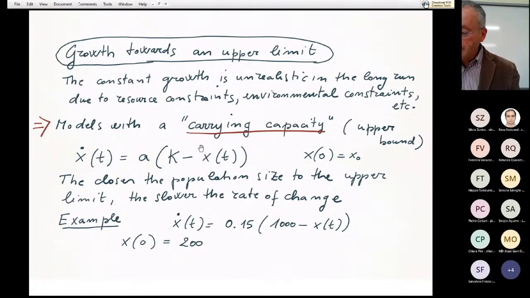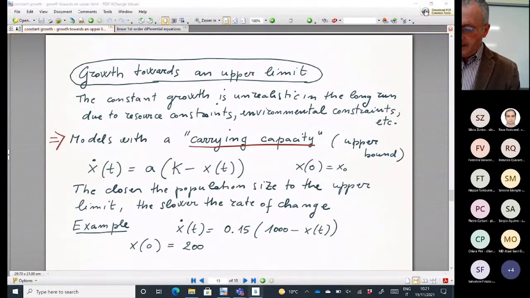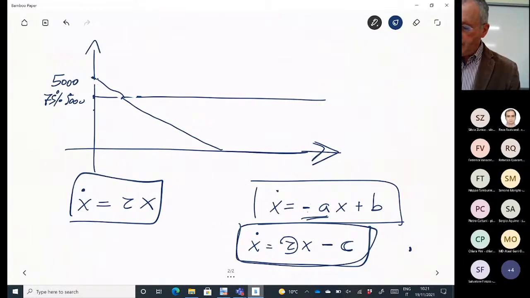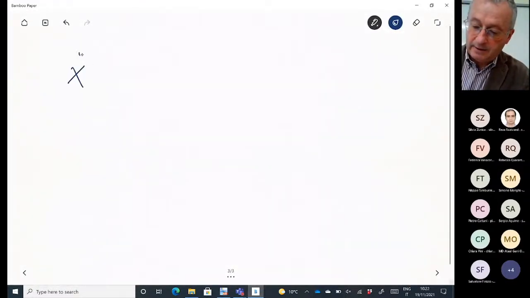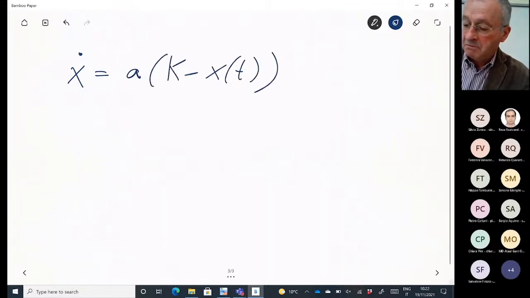We can also express these models in terms of growth rate, of course. This is expressed in terms of derivative, but we can also express this in terms of growth rates. Look at the model. The model with carrying capacity is just like this, okay? X dot is equal to a constant times the carrying capacity minus the level of the variable. We could express this in terms of growth rate as well. X dot over X is equal to this, K over X minus X over X. So X dot over X is equal to a that multiplies the ratio between the carrying capacity and the existing level of the variable minus 1, okay?